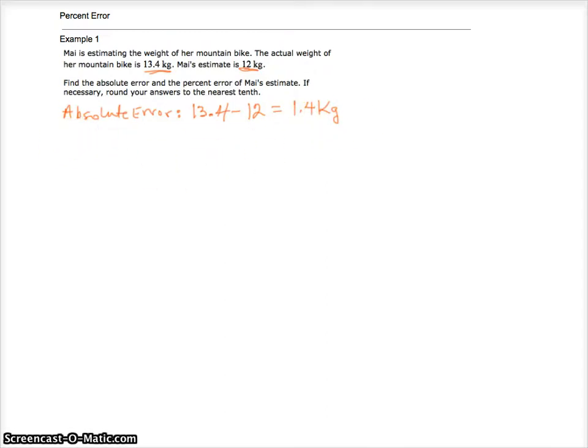And then to find the percent error, we're going to make an is statement, and we're going to say that the error, so 1.4, is what percent of, and then we're going to use the actual value, 13.4. Okay, so I got my 13.4 because of the actual value. Now I have my is and my of.